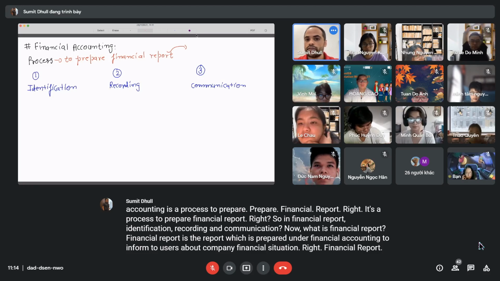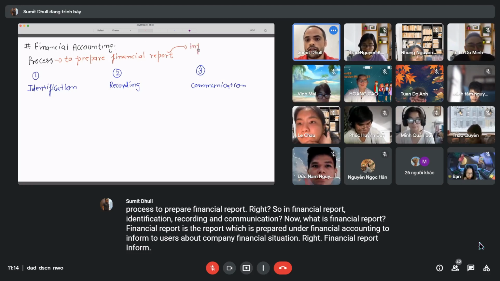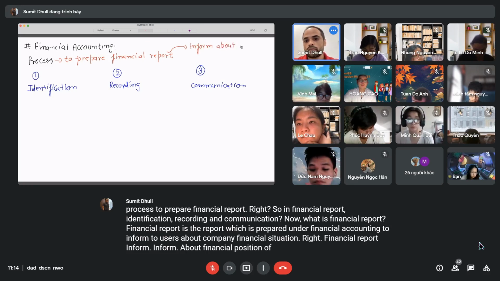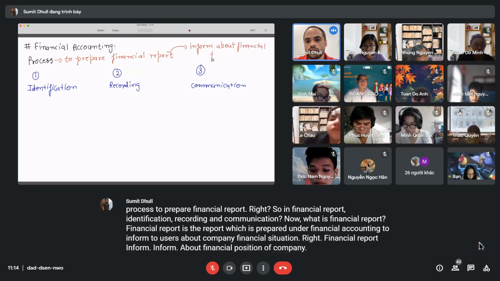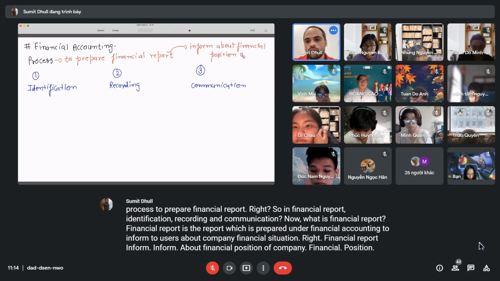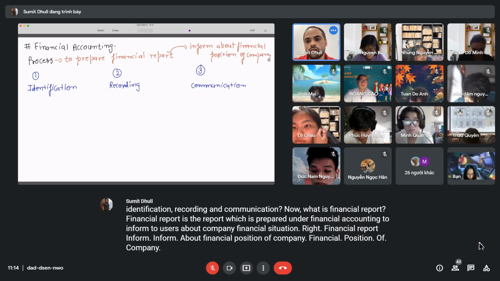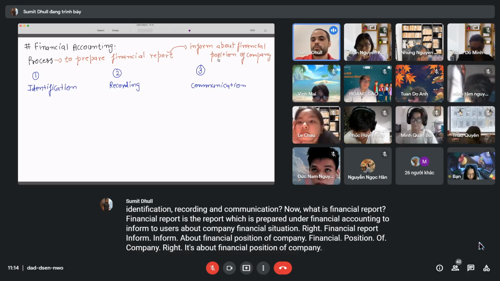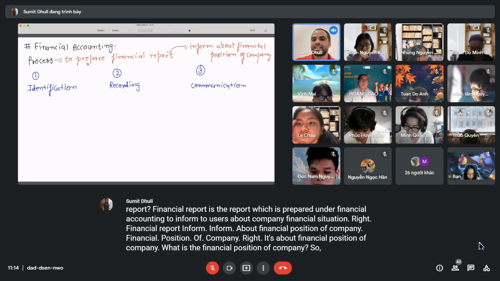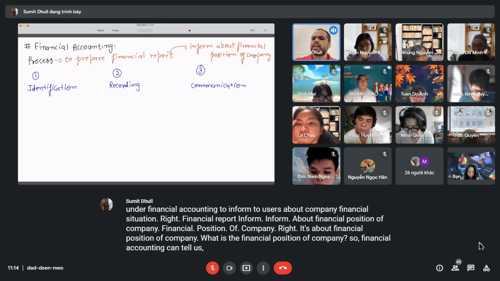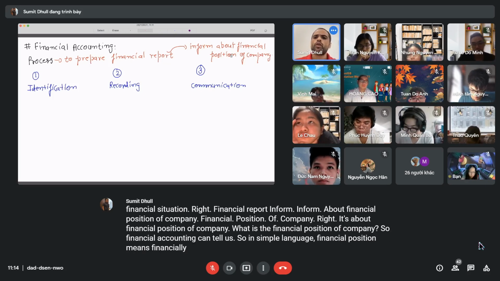A financial report informs about the financial position of the company, right? What is the financial position of a company? Financial accounting can tell us. So in simple language, financial position means financially strong or financially weak.